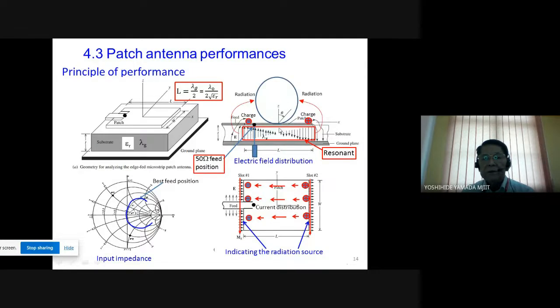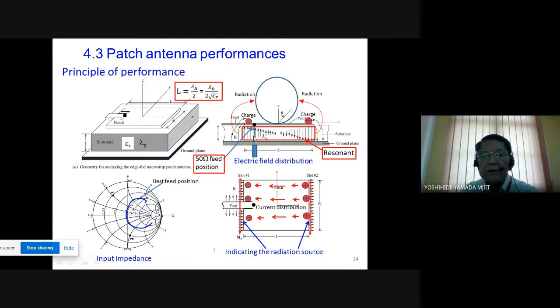So if the feed cable is attached here, the electric field is zero, so the input impedance becomes zero. At the opening plate position, where the feed is attached, there is a very large electric field. So at this point, the input impedance becomes 175 ohms, very high. So between the opening point and the center, there is a best position for a 50 ohm feed.